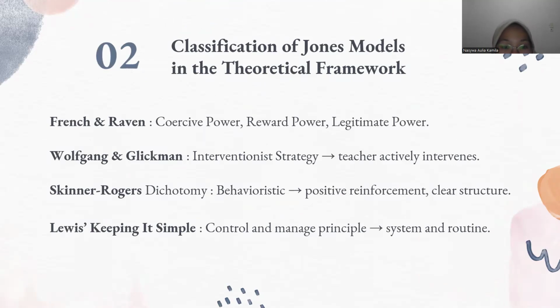So first, according to French and Raven's social power theory, power in the classroom can come from three sources. The first one is coercive power, when teachers have the ability to punish students who break the rules. And then the second one is reward power, when teachers can give positive rewards like extra free time or prizes. And then the last one is legitimate power, which comes from the teacher's recognized authority, and students respect the teachers because of their position.